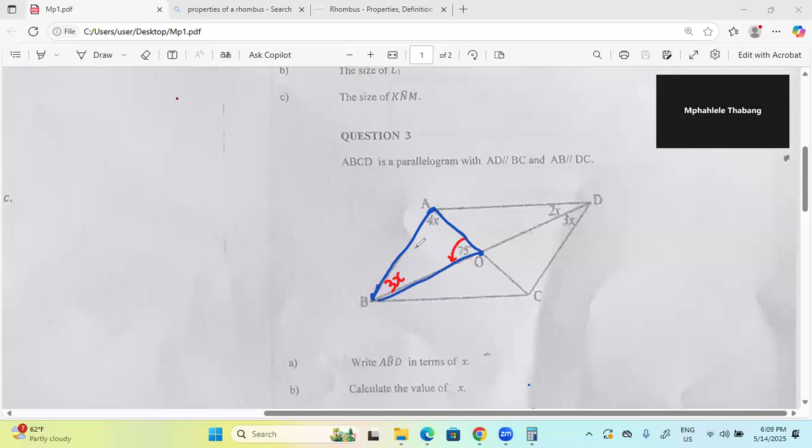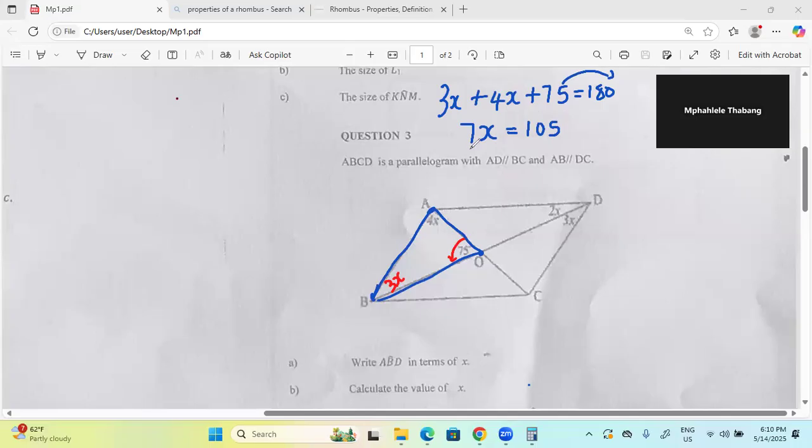And I will say all these angles in a triangle add to 180. So I will say 3x plus 4x plus 75 equals 180. Don't forget to write the reason: sum of angles in a triangle. If you add all angles in a triangle, you must get 180 degrees. So 7x is equal to what? You take 75 to the other side. So you say 180 minus 75, which I believe is 105.